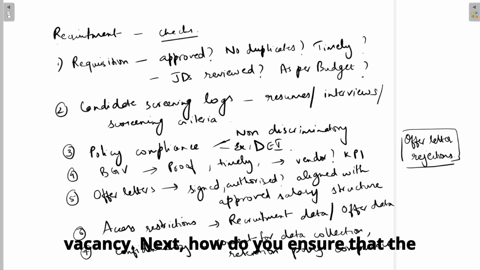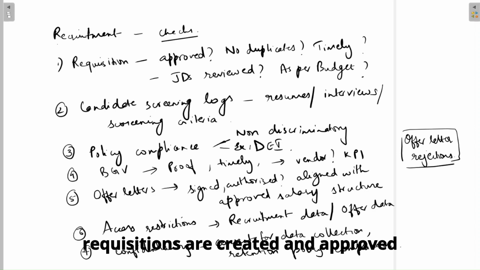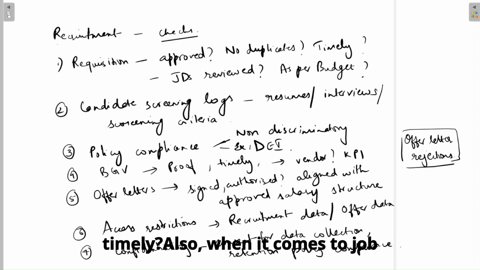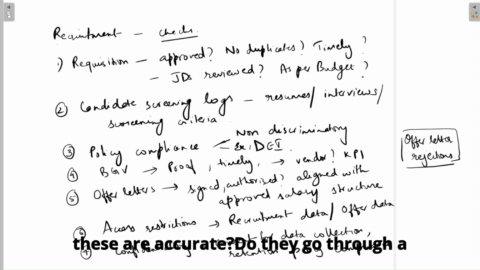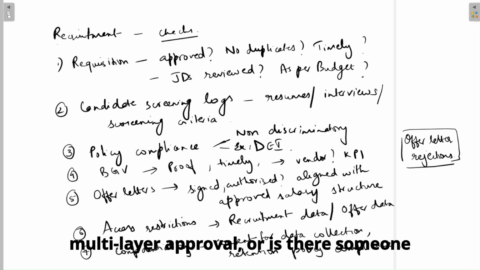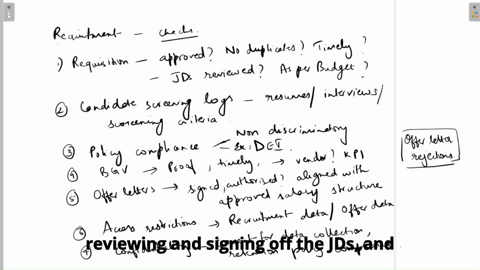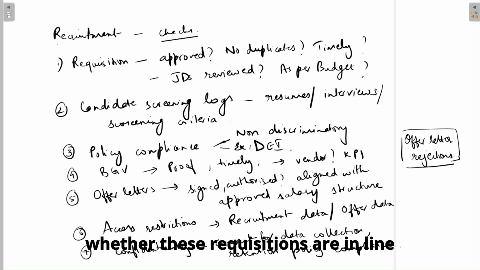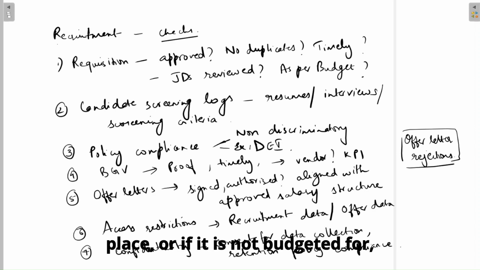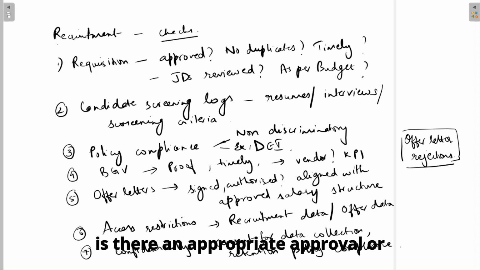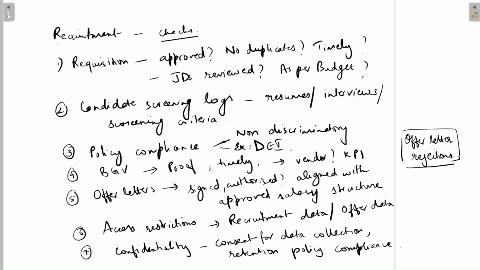Next, how do you ensure that the requisitions are created and approved timely? Also, when it comes to job descriptions, how is it ensured that these are accurate? Do they go through a multi-layer approval, or is there someone reviewing and signing off the JDs? And whether these requisitions are in line with the manpower budget that was in place, or if it is not budgeted for, is there an appropriate approval or justification for the excess hiring?